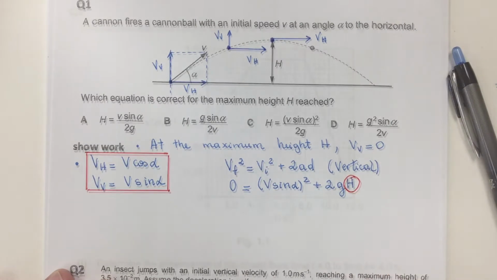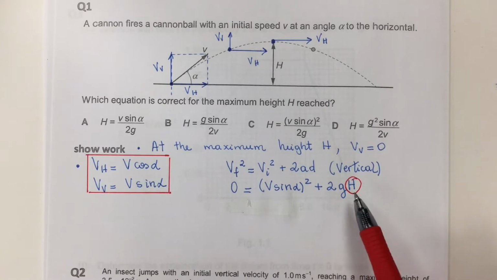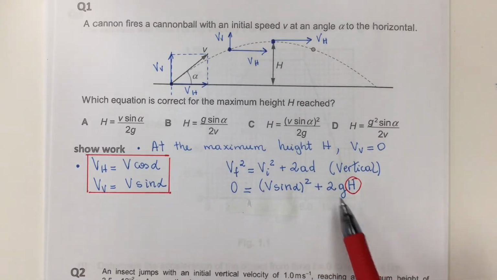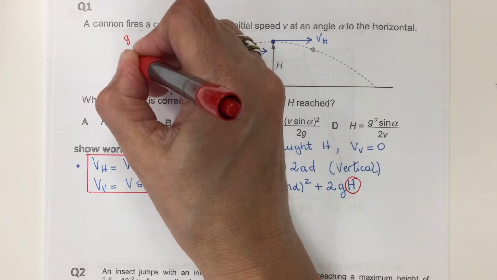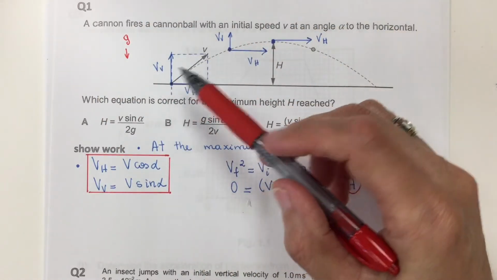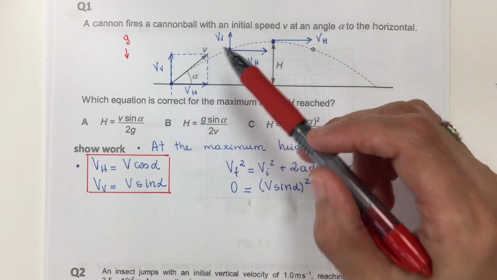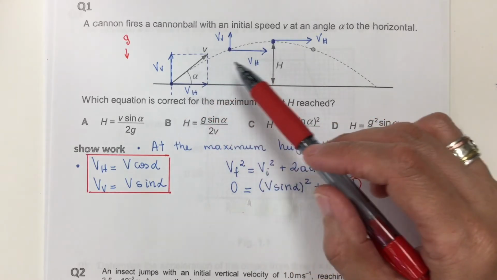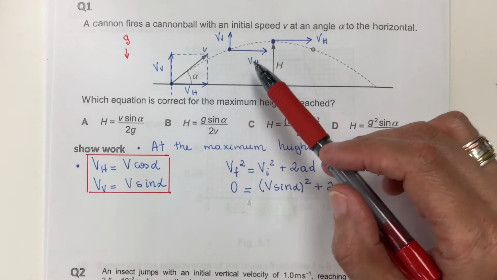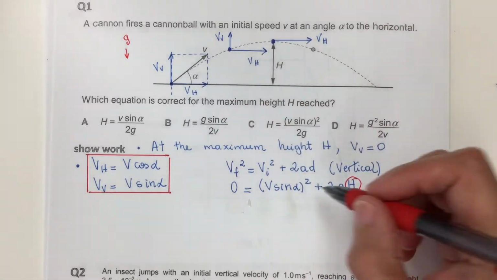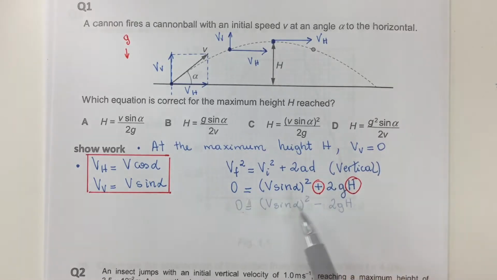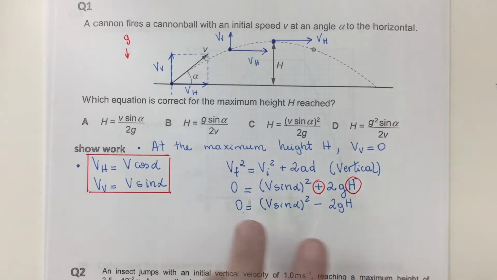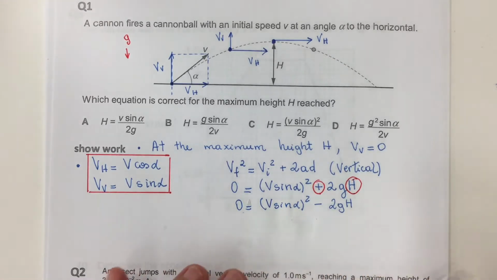Now I'm going to rearrange this formula in terms of h. Before we do, let me check if the sign of the acceleration of gravity is correct. Because the cannonball is going up and the speed is decreasing, it is decelerating. So we are going to change this plus sign to minus g. Now I'm going to flip this and rearrange all this.